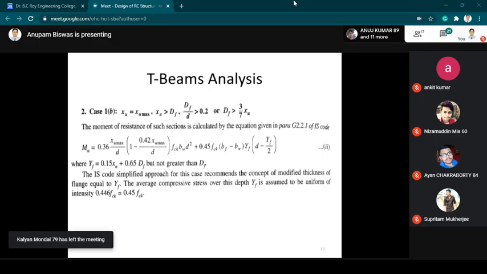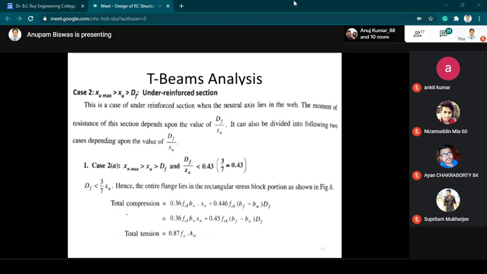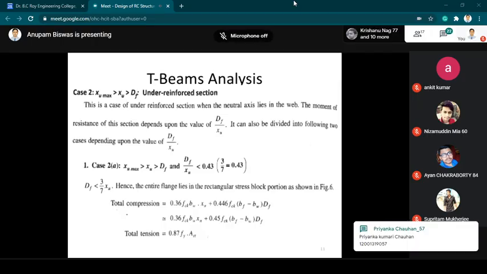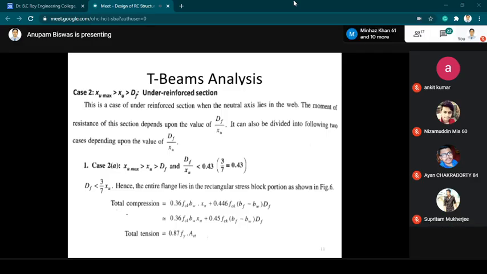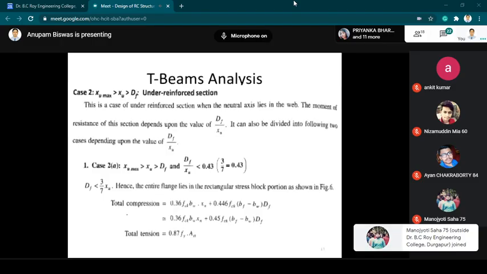I was talking about sub case 2a, where the moment of resistance of this section depends on the value Df by Xu. This condition is again divided into two portions, where Df by Xu is less than 0.43 and Df by Xu is more than 0.43. So for this less than 0.43, that is sub case 2a, let us see how the calculation is done.